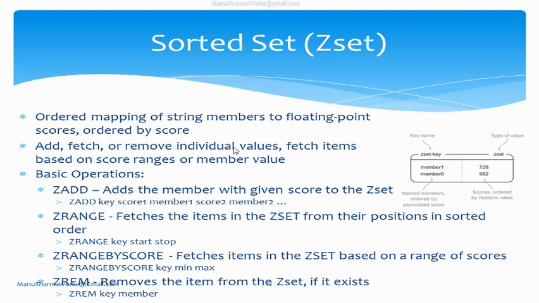So you can then sort it by the score value, and then you can show the top 10 or top 15 or top n recently used items. So you can use a sorted set in that case. So what are the basic operations?